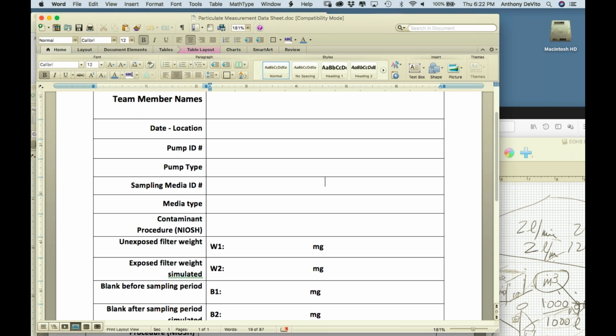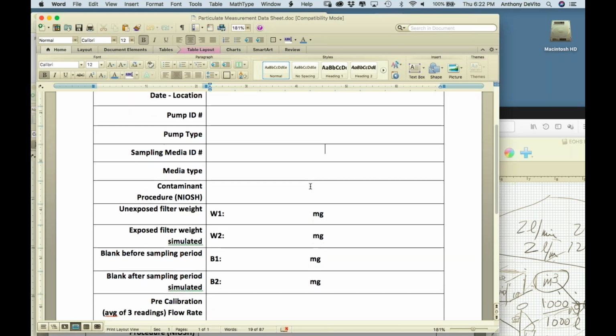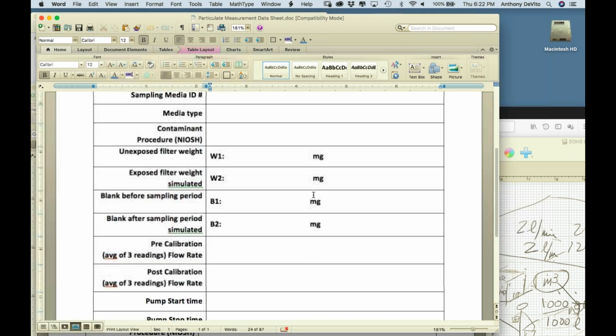Where are you going to get sampling meter if you don't remember? You got a copy of the NIOSH procedure. It tells you what kind of filter it was, right? Media type. Contaminant, what are we looking for? We're looking for nuisance dust, of course.